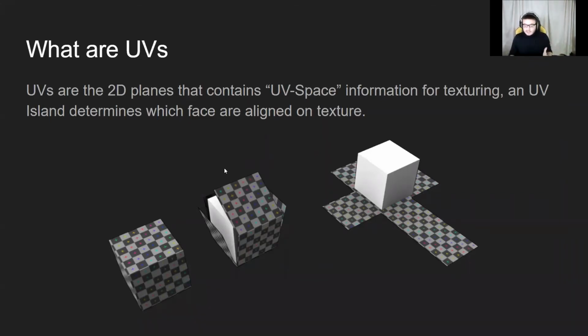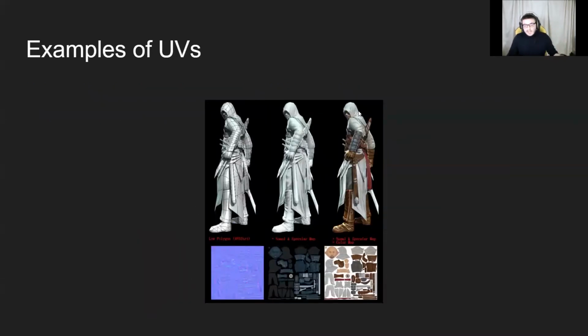UVs are basically the way you have to texture your object. UVs are the 2D planes that contain UV space information for texturing. And a UV island determines which faces are aligned on the texture. So you are seeing a basic checkerboard cube in here, and this is the UV map of it. So if you want to texture an object, you must have UVs in a basic way. So we have Ezio from Assassin's Creed 2. You can see his face, his topology, his mesh in here, and the UV is in the right corner, below.